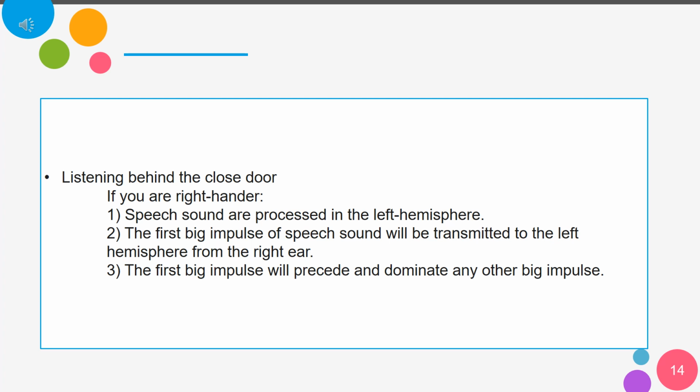In the case of listening behind the closed door, it has the same concept as the experiment by Kimura, where if you are a right-hander, the speech sounds are processed in the left hemisphere, and the first big impulse of speech sound will be transmitted to the left hemisphere from the right ear, and the first big impulse will precede and dominate any other big impulse.